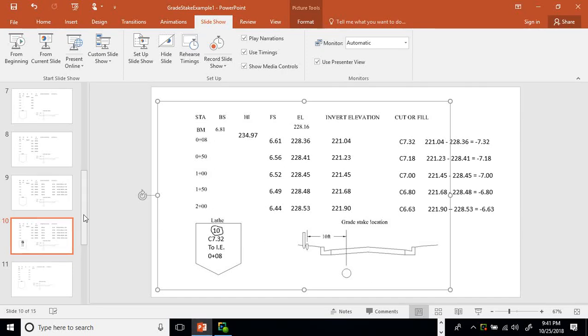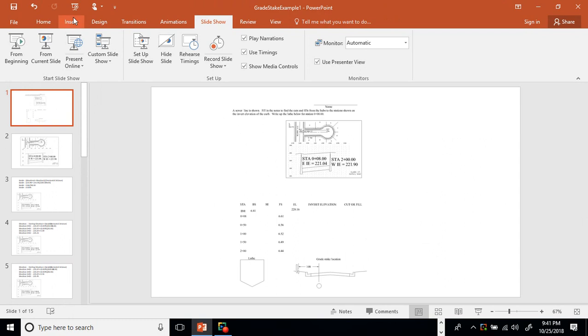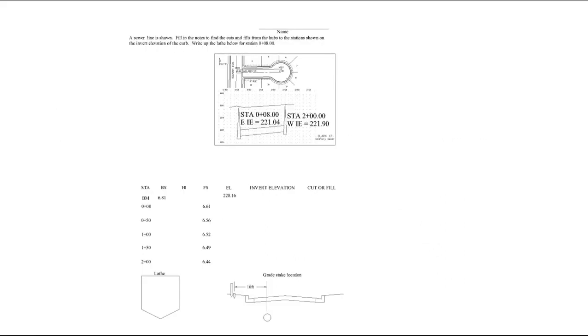All right, let's have a look at grade staking here a little bit. So what I have here is a set of plans. On top, I've got a pipeline. It runs from station 0 plus 08 to station 2 plus 00. And as it does that, it rises in elevation. It starts with an eastern invert on this eastern side of the manhole at 221.04, and it goes up to 221.90.